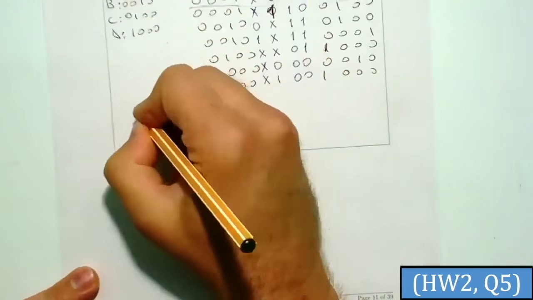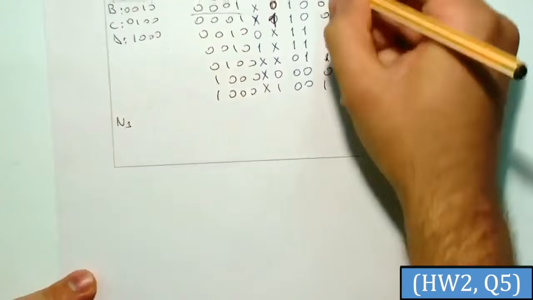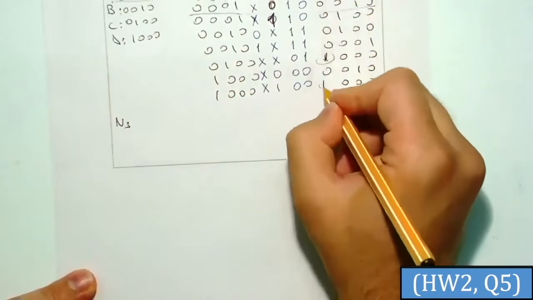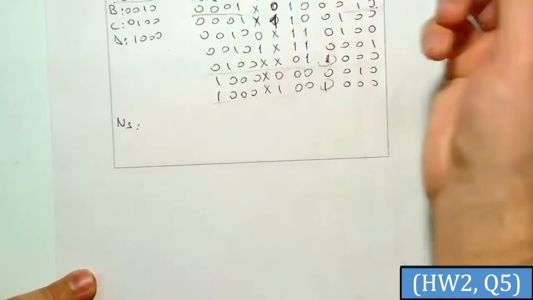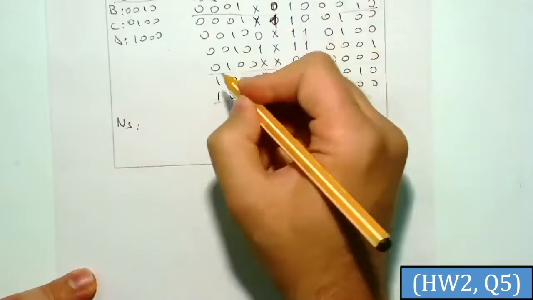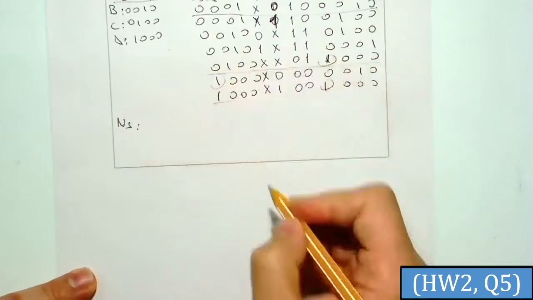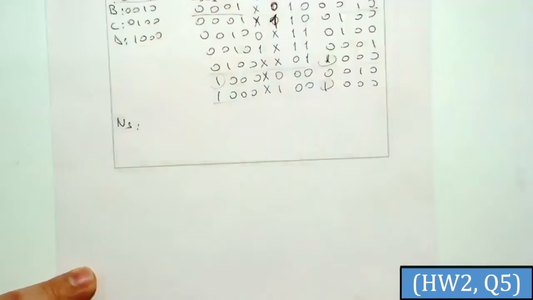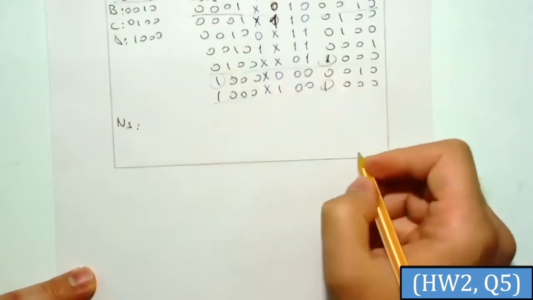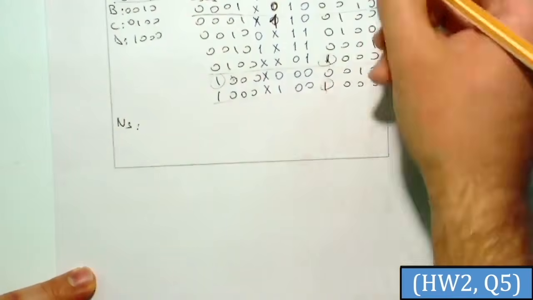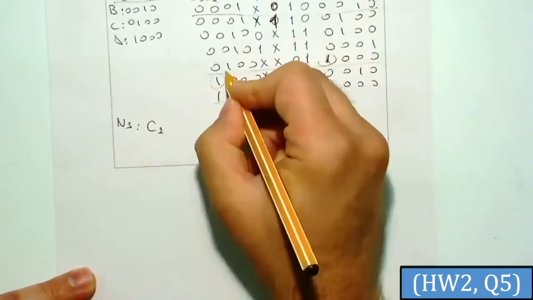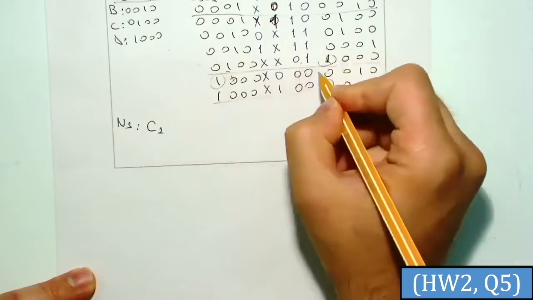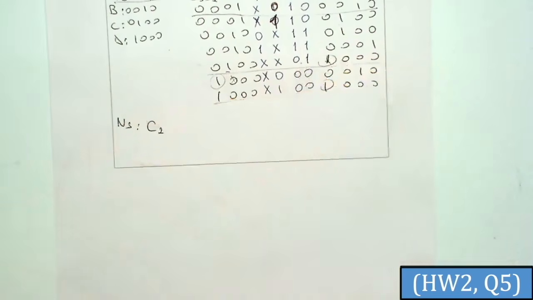All right, so let's write N3 here. I'll check when N3 is 1. N3 is 1 for these two rows. For the one-hot encoding, this means that if one of the bits in the input is 1, then the rest should be 0, so we can regard them as don't cares. So when the entry is 1, this means that C2 is 1, and that's it, I guess. Let me do a sanity check here.